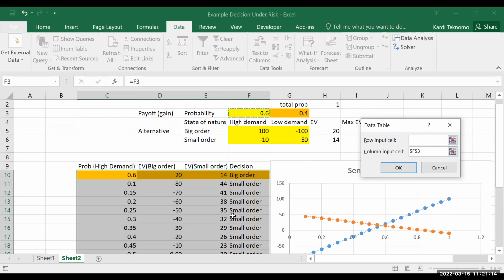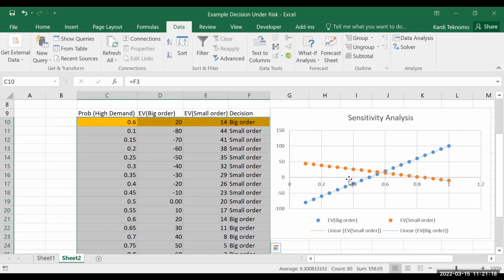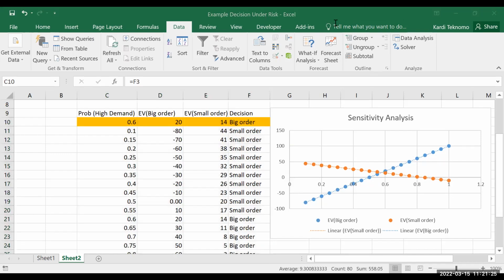Once you make this, then you can plot. So this is the plot. Okay, try first. Once you finish, you share your screen so that we can proceed to the next topic.